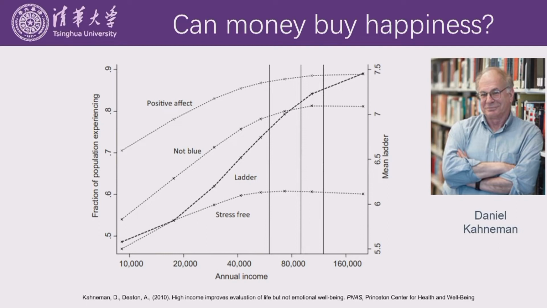So as we can see, he measured first positive affect, that's positive emotion, and "not blue" and "stress-free," which means blue and stress. So these are negative emotions. He used "not blue" and "stress-free" to reverse it, because otherwise the whole lines will go the other direction, which will make the graphs very confusing. So this is the negative of negative emotion.